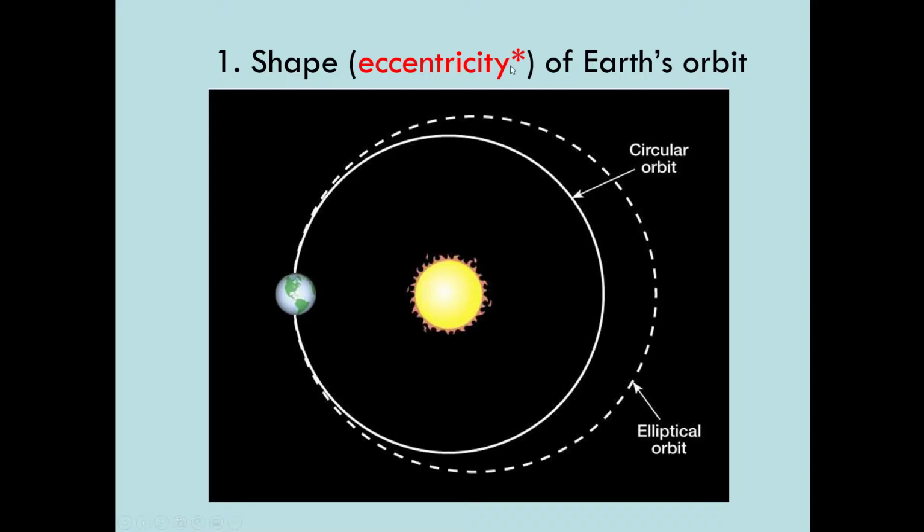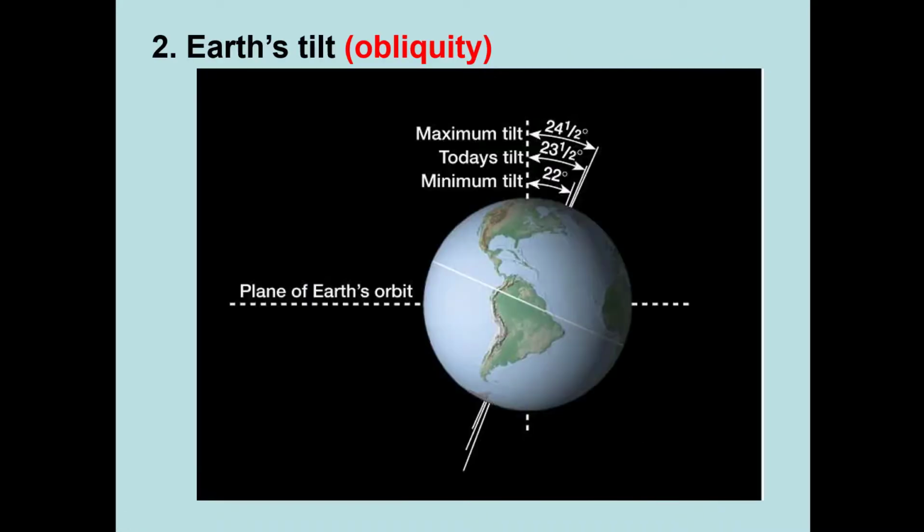And I put a star here because eccentricity is actually the most important of these 3 cycles. They all play a small role, but eccentricity turns out to be the most significant of these 3 Milankovitch cycles. The tilt of the Earth also varies, though not nearly as much. And that's because we have a big old moon that's fairly close to us, and that actually stabilizes our tilt.